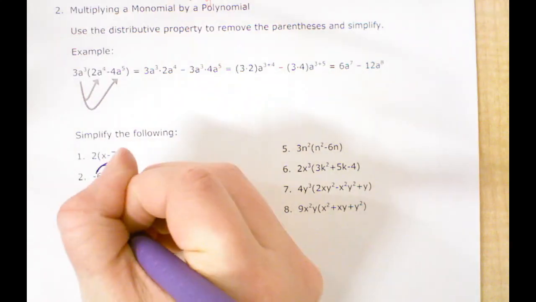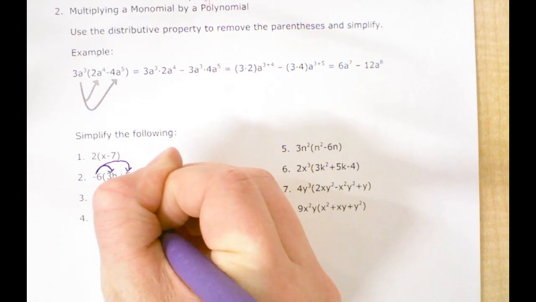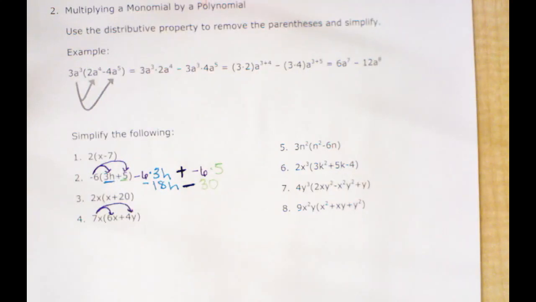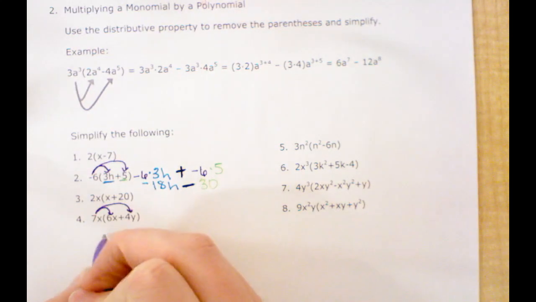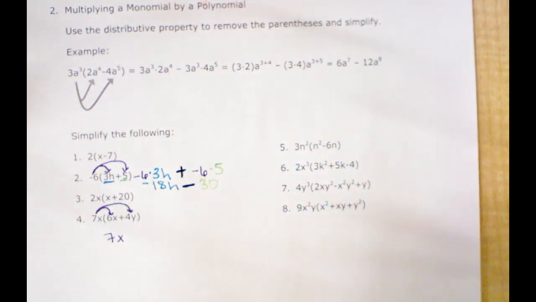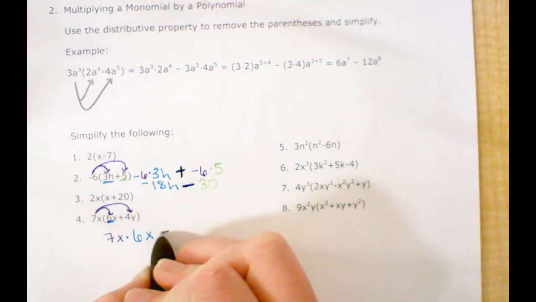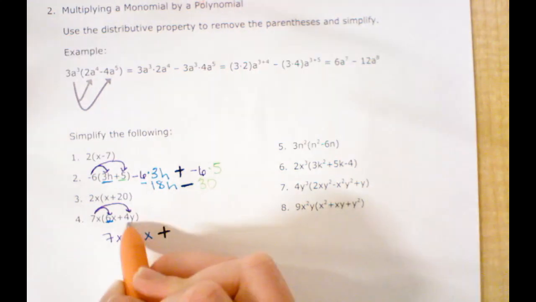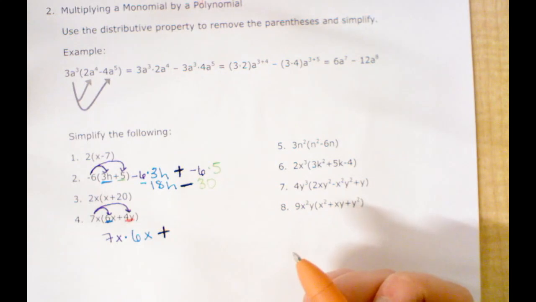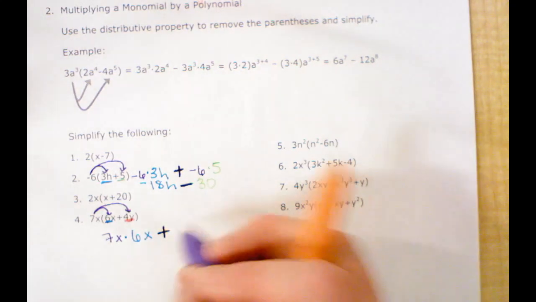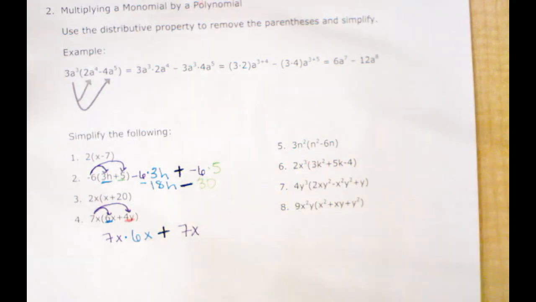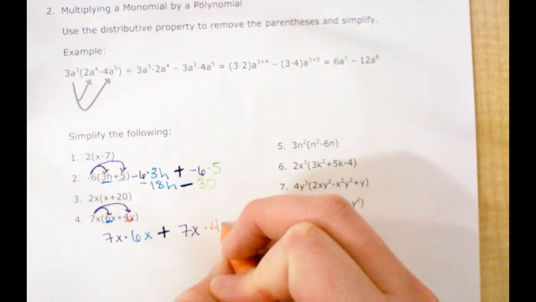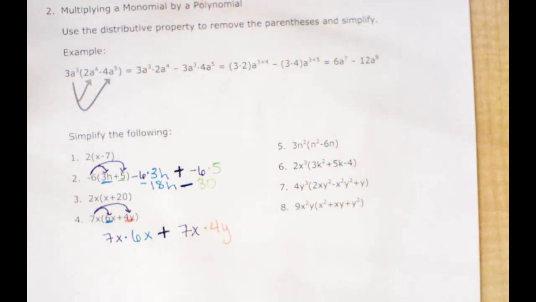So we're going to distribute 7x to both terms. So we're going to get 7x times 6x. So that's where the blue came from. We're going to keep our plus sign. I'm going to change to orange because I think you guys might be able to see that better. So we're going to have 7x times 4y. Is that a little easier to see up there? Okay.